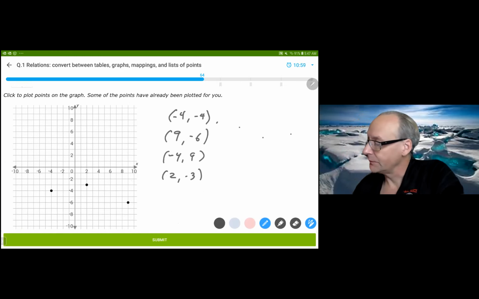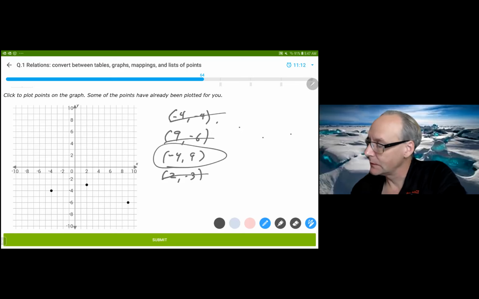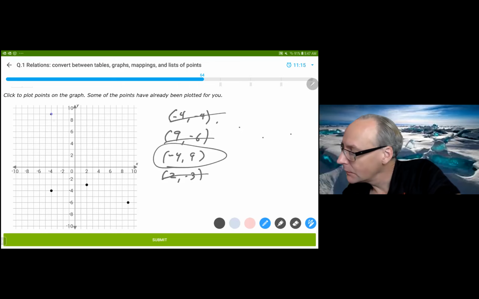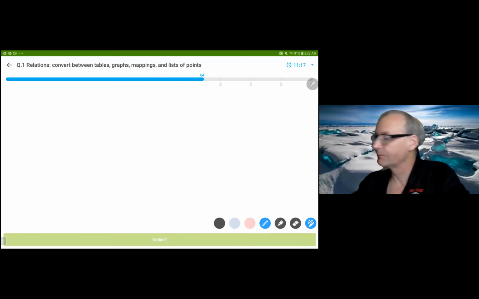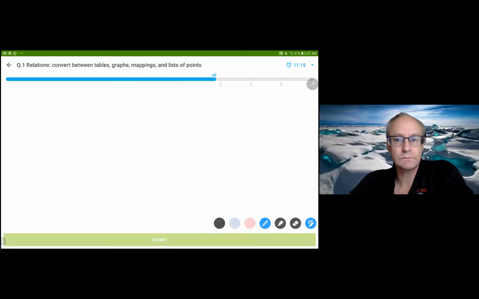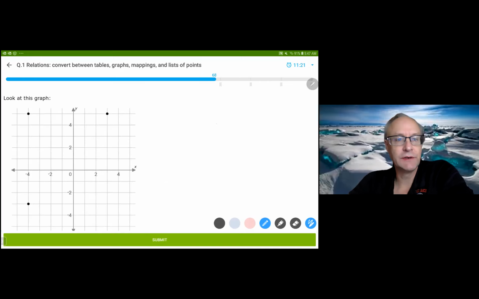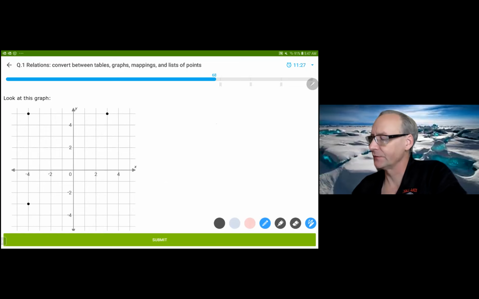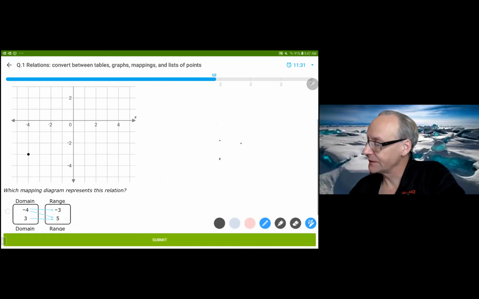This would have been a good one because, okay, I did that one. We have 9, -6, got that one. We have 2, -3, we have that one. The one we're missing is the -4, 9, which is right there, maybe? Make sure I'm in the right spot, yeah. This would have been a good one to do before we did the graphing. I should have realized that they had a reason for putting these in order. My bad. That's because I didn't do them all.